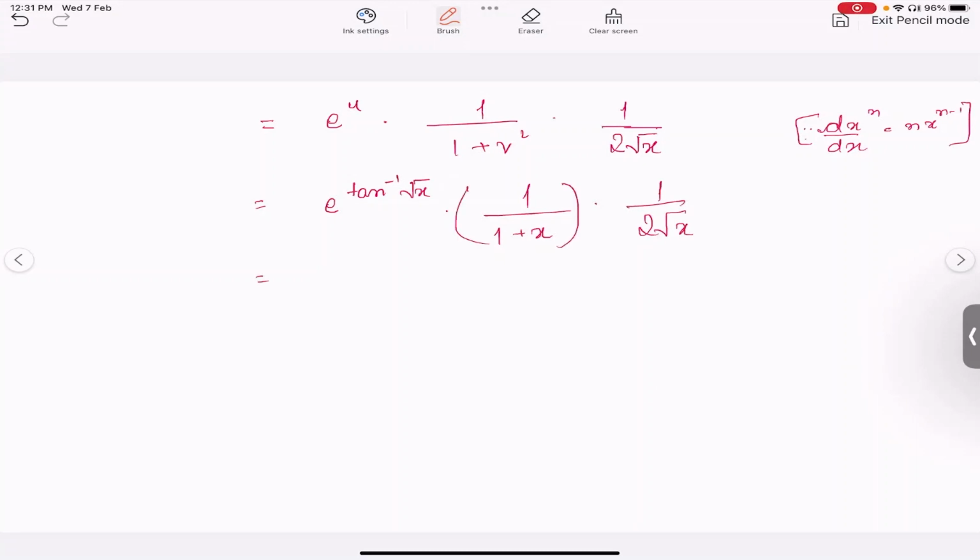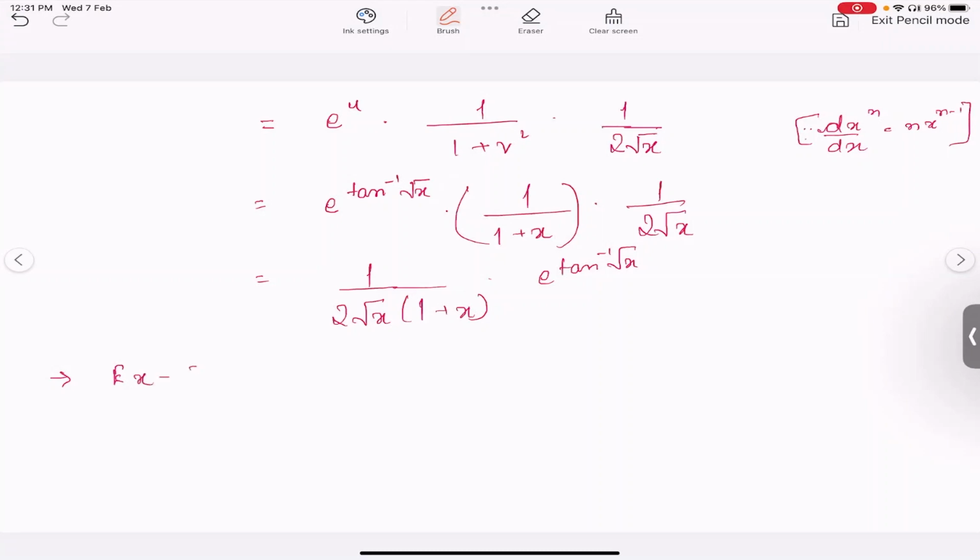So let's multiply them. It is half root x times 1 plus x whole, multiplied by e to the power tan inverse of square root of x. So this is our derivative. Now let's see what we have next. Let's do one more example and we'll move to the next topic.